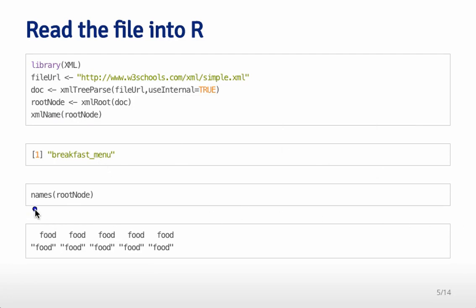You can also look at the names of the root node. When you do names of the root node, what it's actually telling you is what all the nested elements within that root node are. So the root node wraps the whole document, and the whole document is a breakfast menu. And then there are 5 different breakfast items on this menu, and each one is wrapped within a food element. So you get 5 food elements if you look at names of the root node.